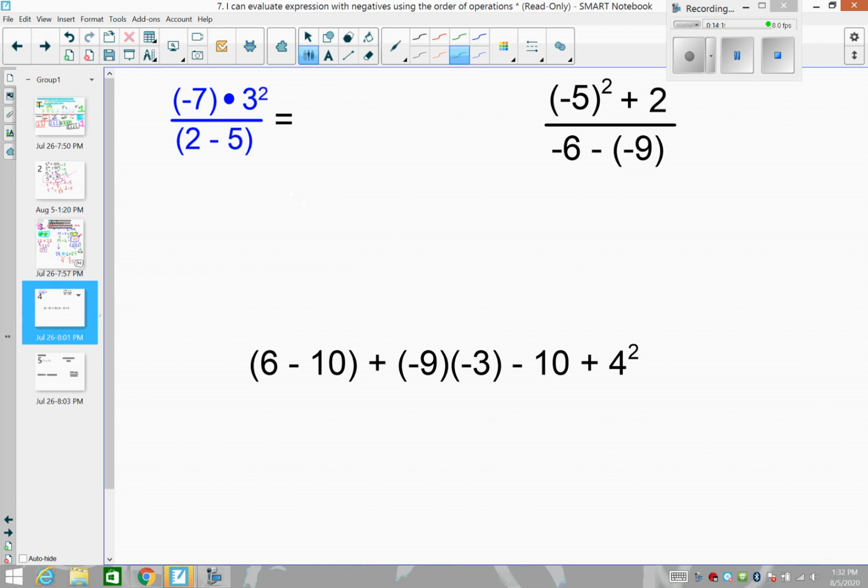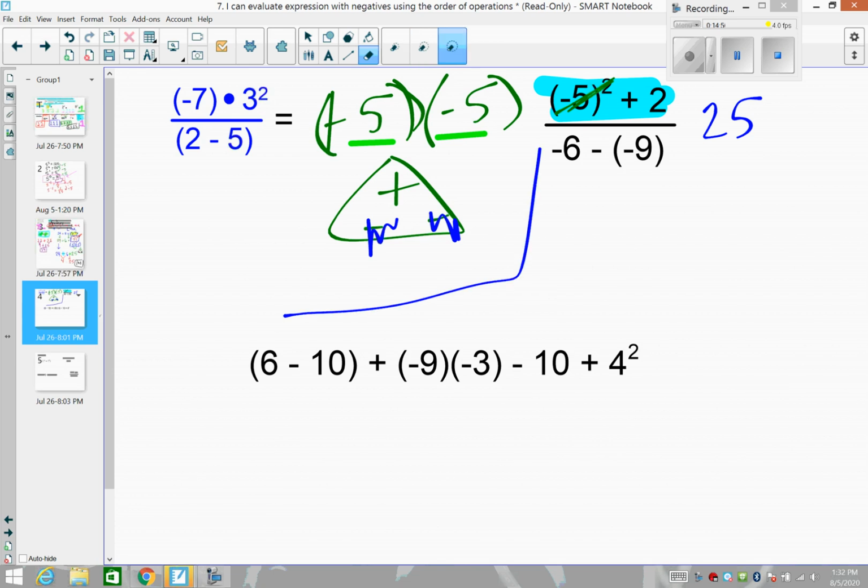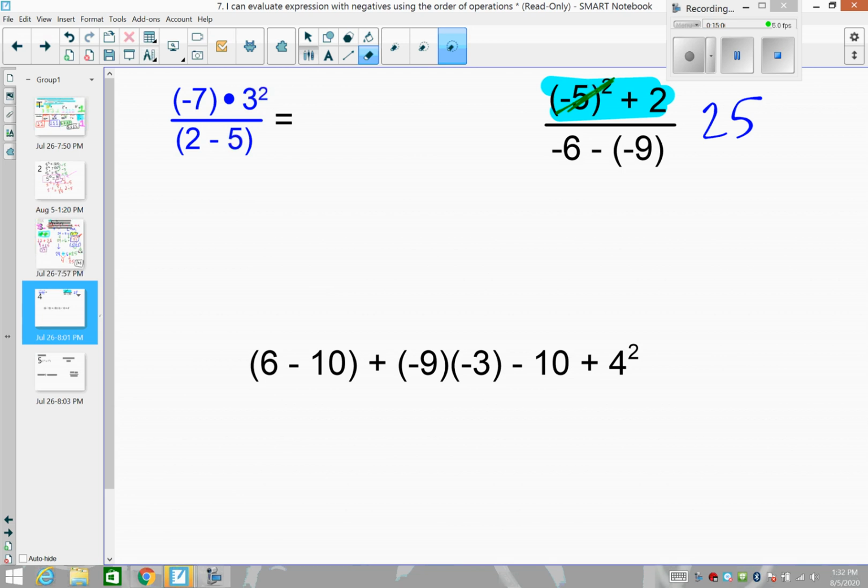All right, what about this next one? Same idea. We're going to do everything on the top first. So on the top, the very first thing we have is negative 5 times negative 5. That becomes a triangle. Negative times negative is positive 25. So there's my exponent. Then we have plus 2. Easy peasy lemon squeezy in that numerator. That was like 27, right? So I might just rewrite that right now. That's 27. I'm going to write that there because of space. This is not as easy as it looks, friends. So 27 is the numerator, 25 plus 2.